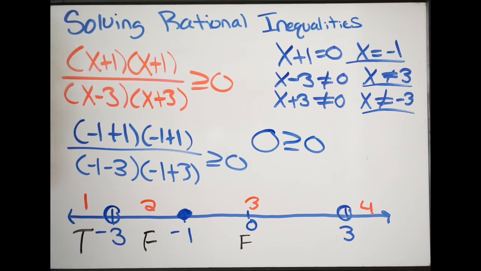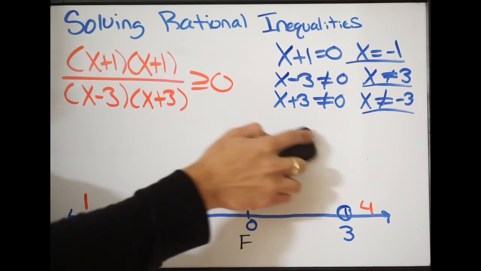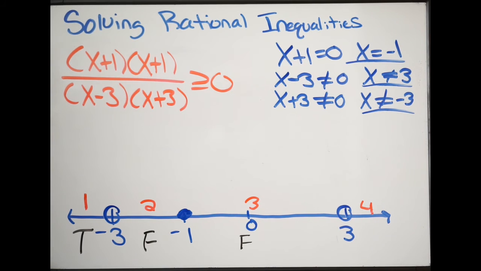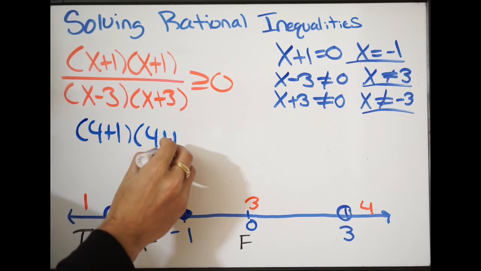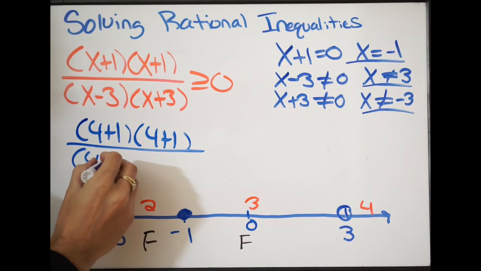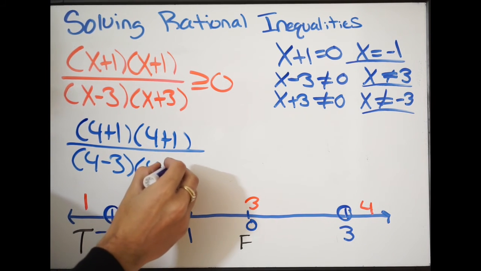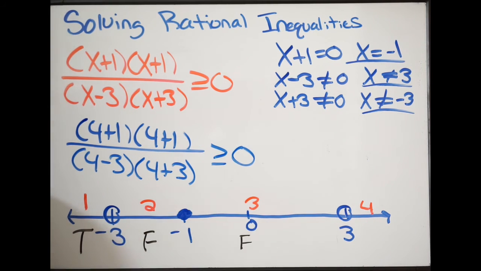All right, let's test our last region, and that's going to be region 4. So let's erase this. Okay, and just testing region 4, let's go ahead and pick 4. Plugging the 4 in wherever we see an x, we get 4 plus 1, 4 plus 1, and then 4 minus 3, 4 plus 3, greater than or equal to 0. And again, I'm going to stop right there because we can see that our end result here is going to be positive. Anything positive is going to be greater than or equal to 0. So for region 4, we're going to go ahead and put a T for true.